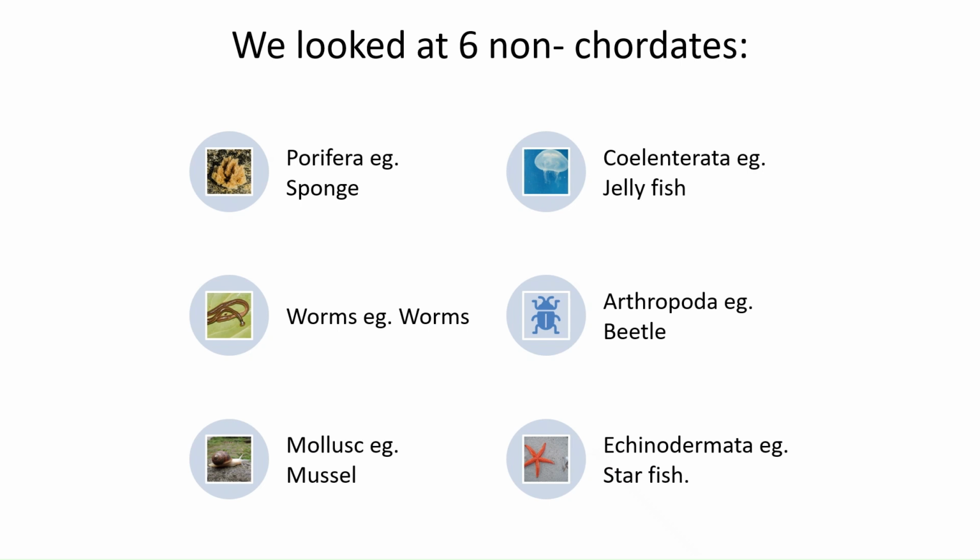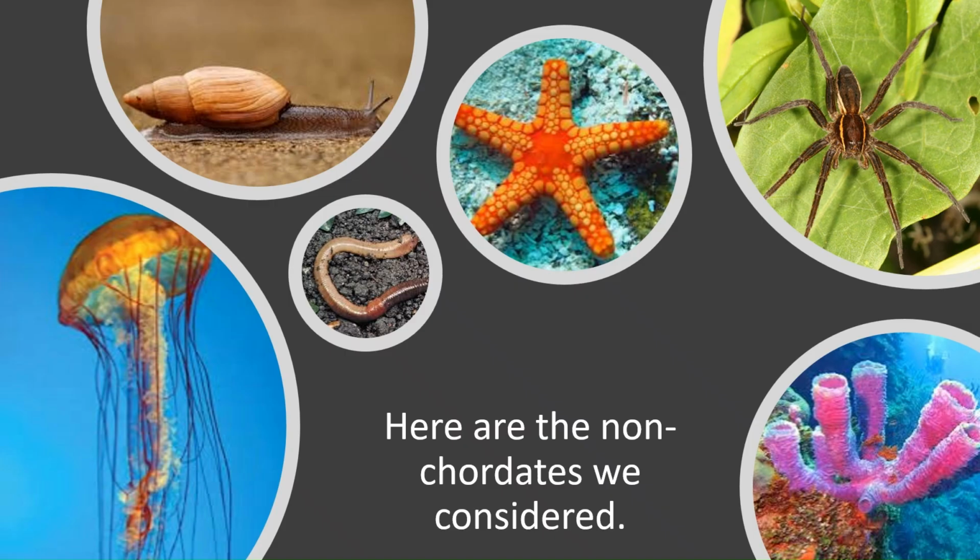We looked at 6 non-chordates: porifera, that is sponge; coelenterata, jellyfish; worms, we looked at an earthworm; arthropoda, a beetle; mollusks is a snail; and echinodermata was a starfish. Now here are some non-chordates that we considered and some which are new. You can substitute with any non-chordate you like.